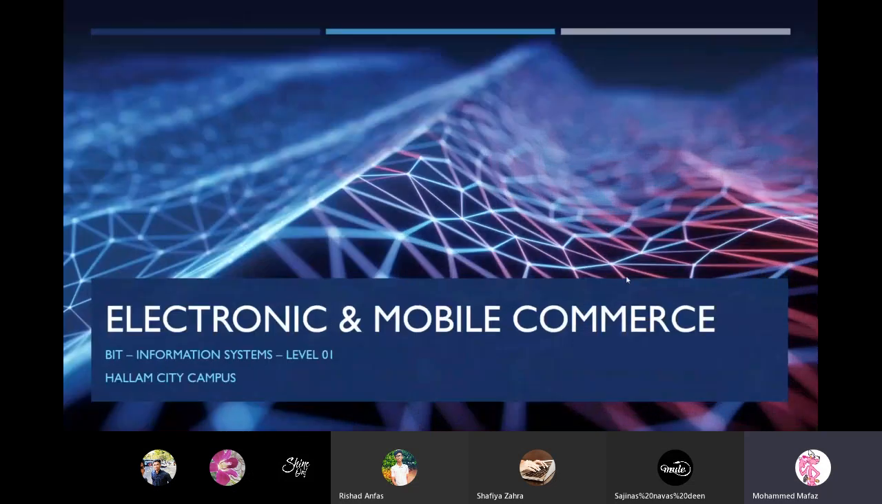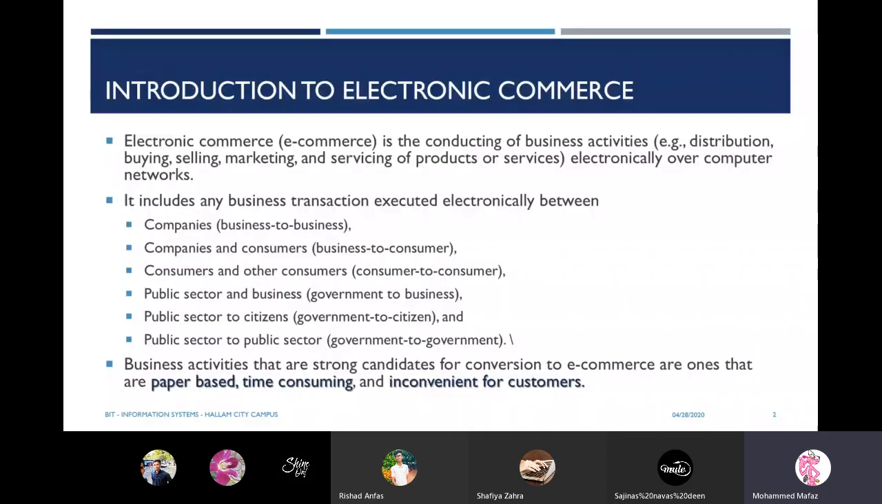Okay, starting with e-commerce. Electronic commerce is the conducting of business activities, that is distribution, buying, selling, marketing, and servicing of products or services electronically over computer networks. Right? So if you look at all these business activities, they involve some sort of transactions. The transactions that happen electronically can be named as e-commerce.